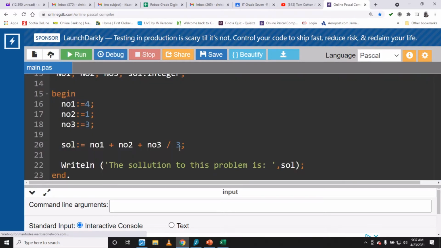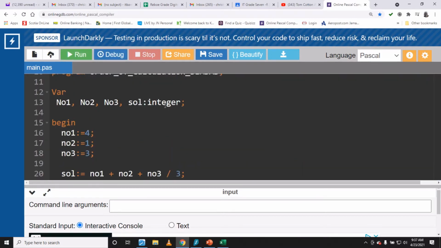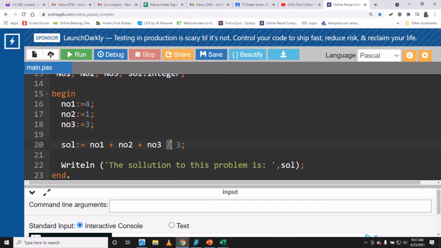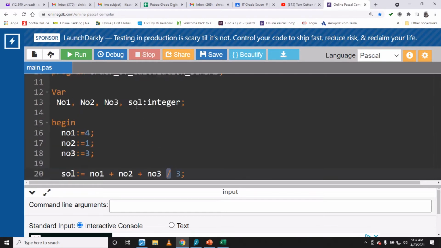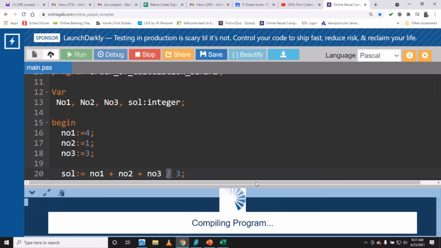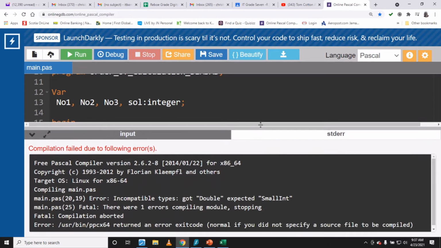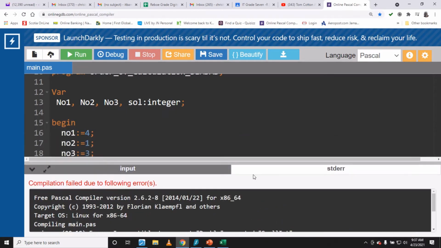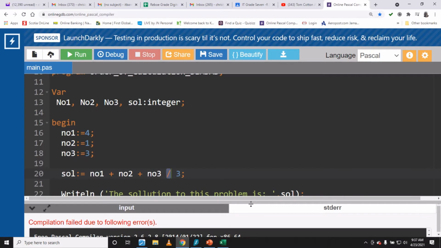So, alright. Remember what I was saying. This sol is also an integer variable. However, this divide sign means floating point division. So sol should be set to real. When I run this now, I'm going to get an error. See?